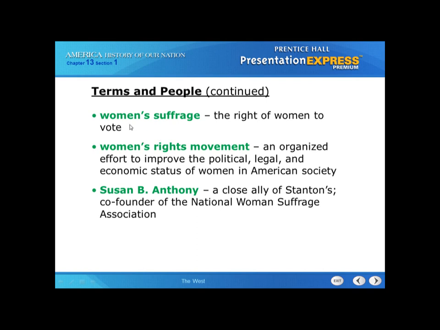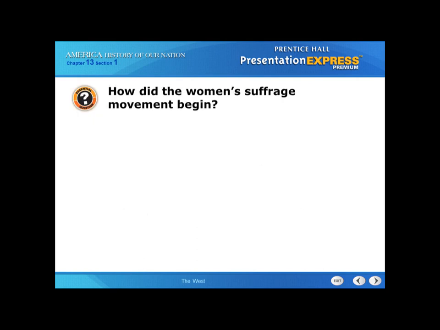Women's suffrage is the right of women to vote. The women's rights movement is an organized effort to improve the political, legal, and economic status of women in American society. And Susan B. Anthony, a close ally of Stanton's, co-founder of the National Women's Suffrage Association.